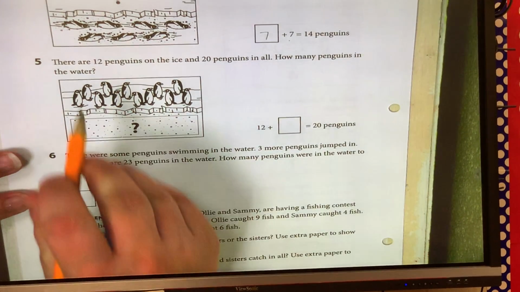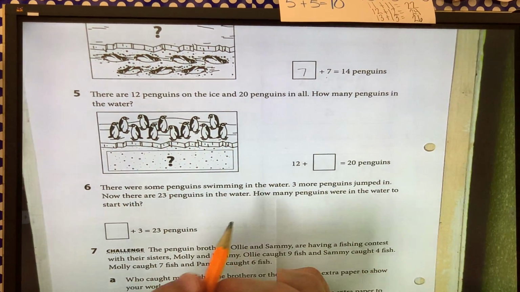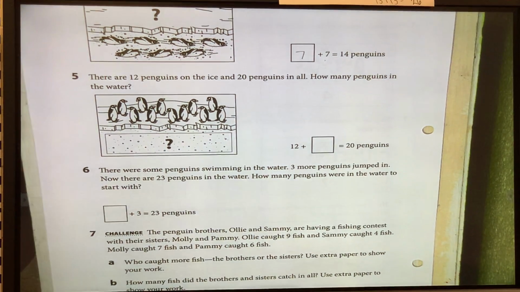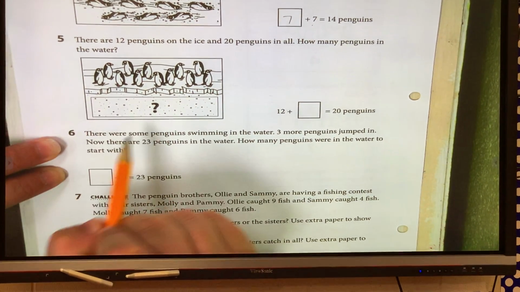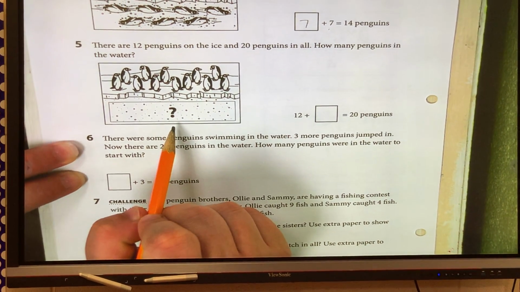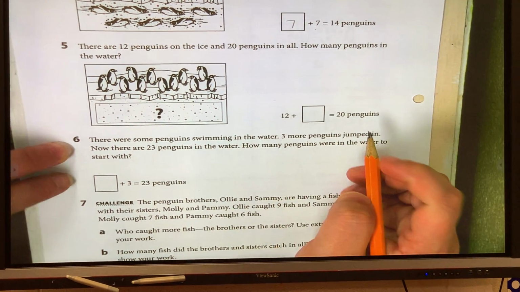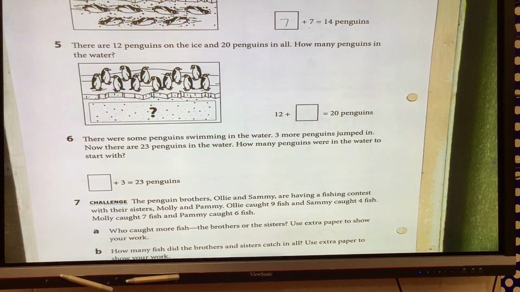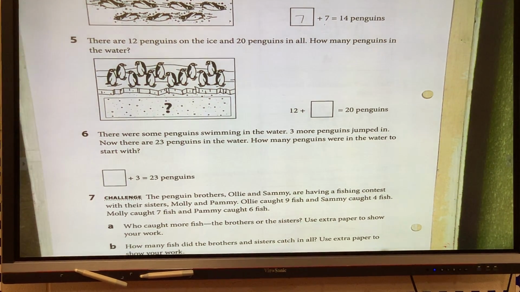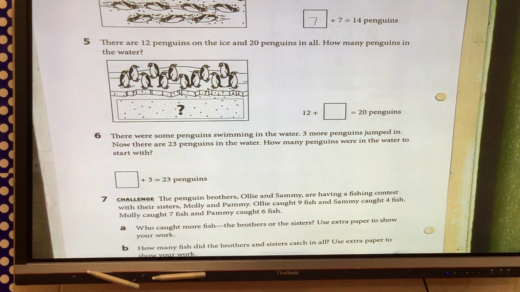All right. There are 12 penguins on the ice, and there are 20 penguins in all. How many penguins are in the water? So we see the 12, but we don't see how many's in the water. We've got to count on and get to 20 to figure out how many's in the water. So I'm going to give you a moment to figure that out. Give me a thumbs up when you are prepared.